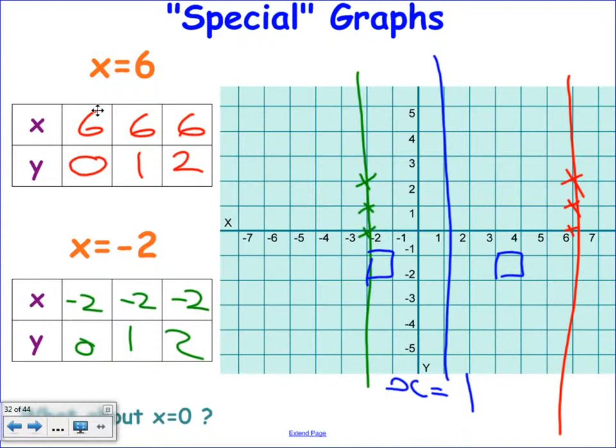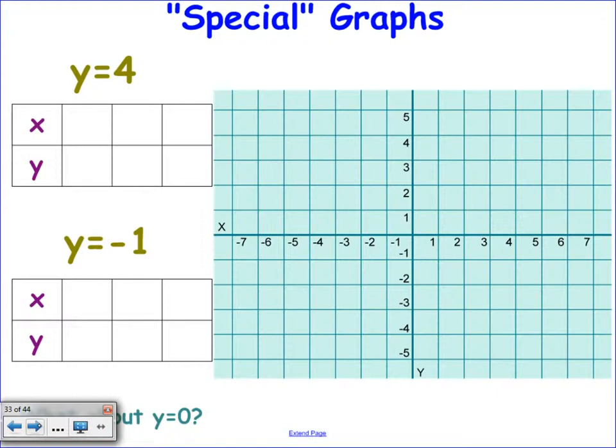Y. And what do you think y draws? A horizontal line. So if we do that, what's y equal to? 4. What's x equal to? Don't care. So let's plot it.